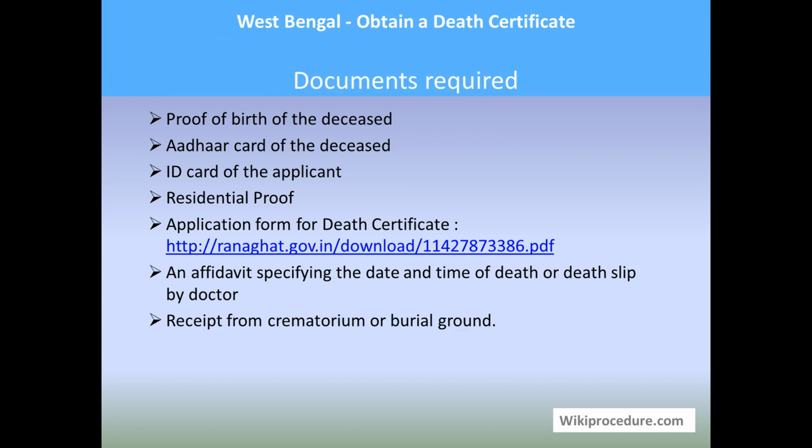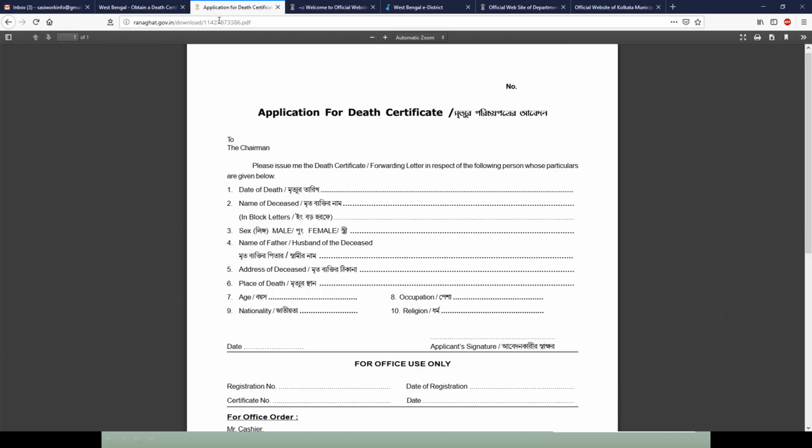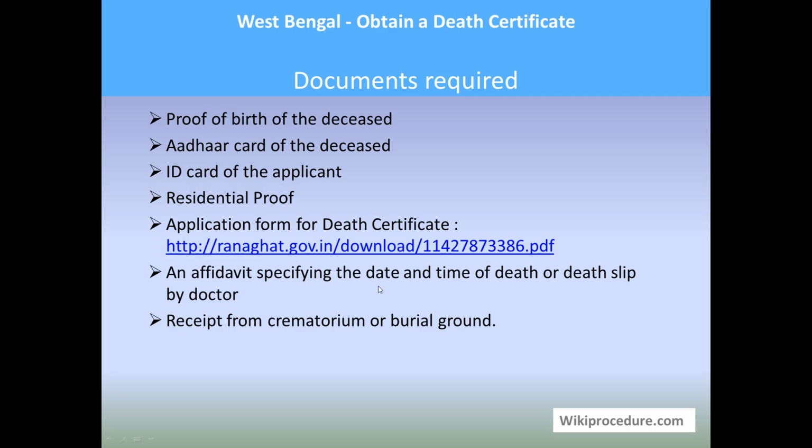Let us see the documents required. You need proof of birth of the deceased, Aadhaar card of the deceased, ID card of the applicant, a residential proof, and the application form for the death certificate. This link will give you a reference to the death certificate application form. So use it, download it, fill it and apply for this. You also need an affidavit specifying the date and time of death or the death slip from the doctor, and a receipt from the crematorium or burial ground.